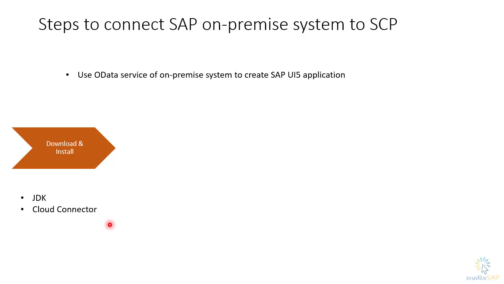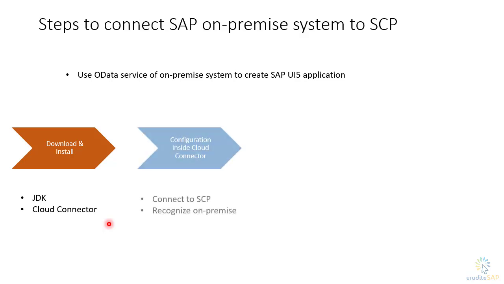from SAP's website. Once we are done with the download and the installation of the Cloud Connector and JDK, we will do some configuration inside the Cloud Connector. The configuration part will handle the connection to SAP Cloud Platform and to the on-premise system.